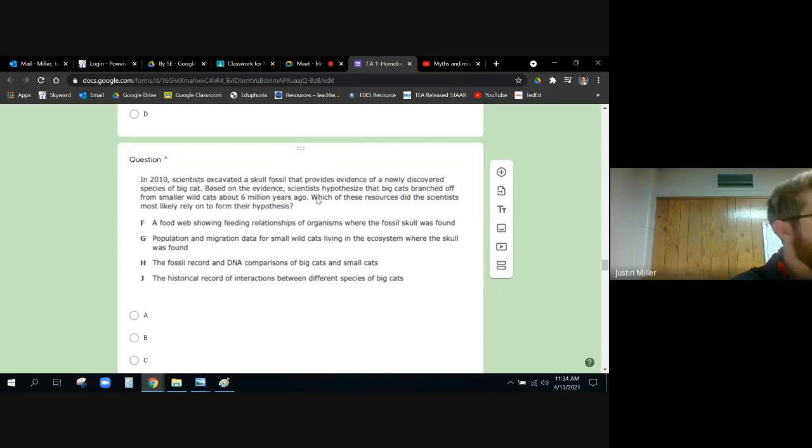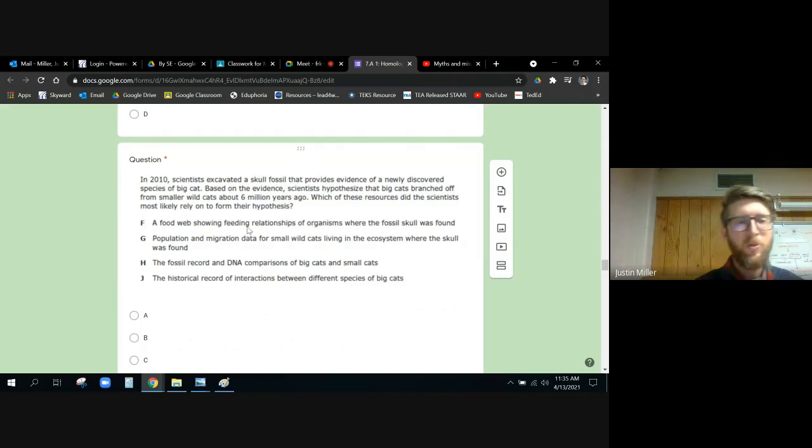So there was one type of cat. Imagine just one type of cat that's maybe medium sized, and they're spread out all over the place, and the medium cats over here got larger and turned into big cats, and the medium cats over here got smaller and turned into small cats. Now, they think that that happened 6 million years ago. So which of the things do you think that they would have used? Which evidence do you think they would have used to determine that?